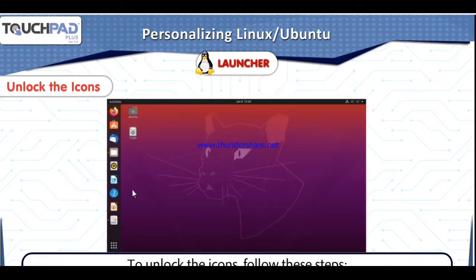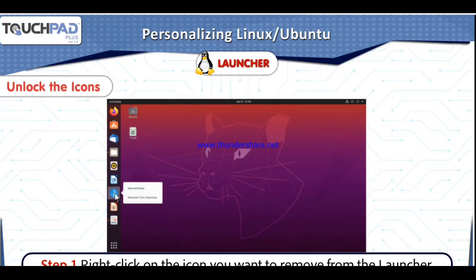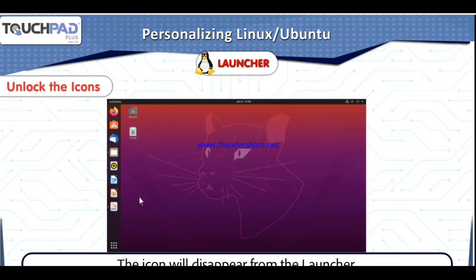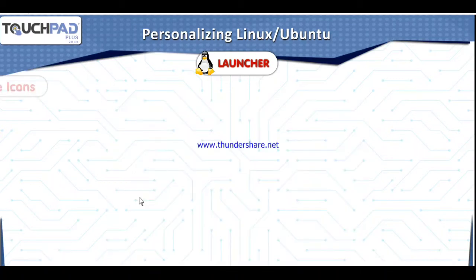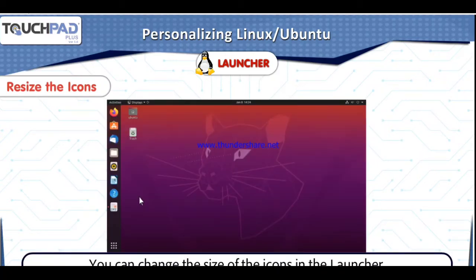Now let's unlock it. It means you can remove the icons also from the launcher. If you can add, you can remove also. So for that also, right click on the icon and just click on Remove from Favorites and that icon will be removed from the launcher. See. Now let's learn to resize, or you can say change the size of, icons.